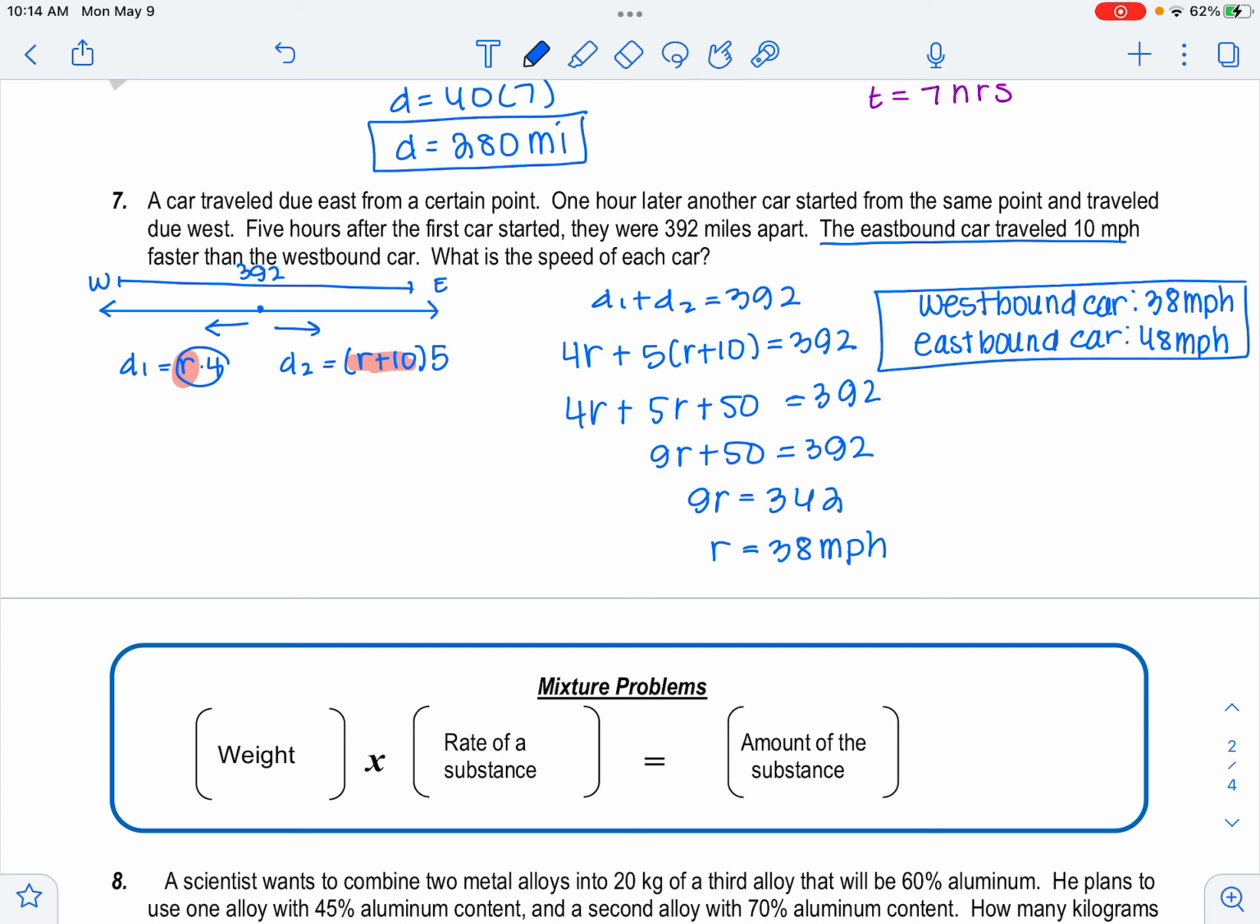All right, and there's your motion problems. You have 2 problems to try for homework tonight. I believe one is a work problem, one is a motion problem.